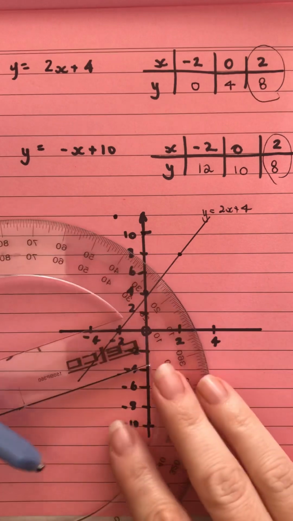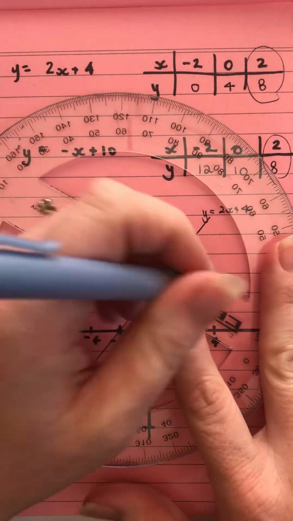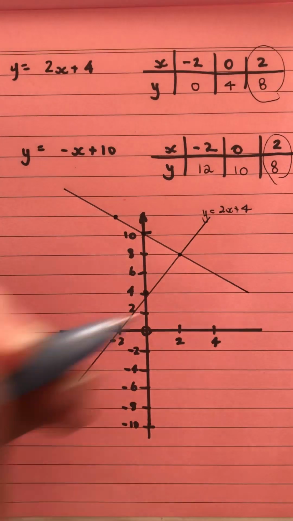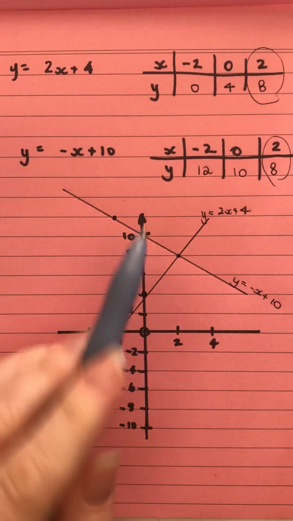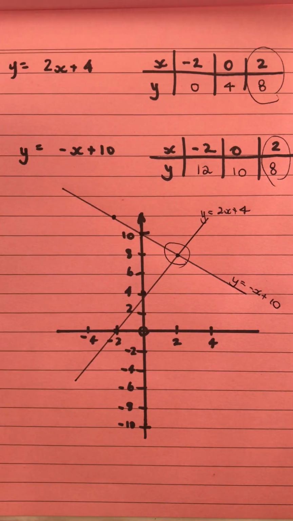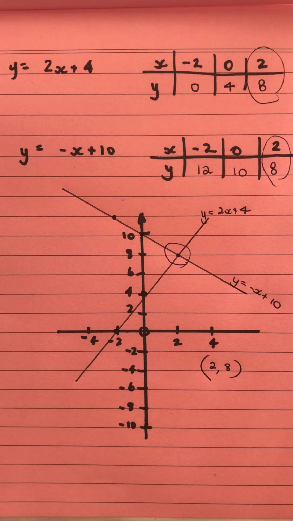And it looks like I didn't space my lines very well, but there we go. There's our equation, y equals negative x plus 10. And so we can see that they cross at 2, 8. So that is our solution to those two equations, our simultaneous solution for those two equations.